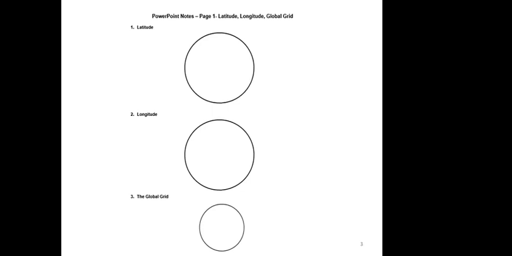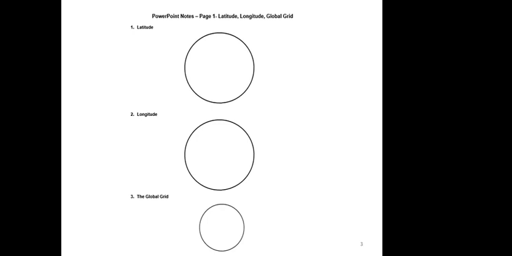So now that we've got the background vocabulary ready to roll, please either open your handouts if you've printed them out to the first PowerPoint notes page, one page, which looks like this, latitude, longitude, and the global grid. Or if you don't have a printout of it, completely fine. Again, just grab a piece of paper and please draw 3 circles on it.